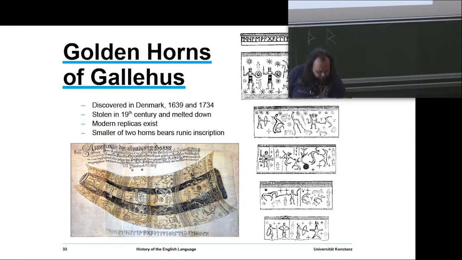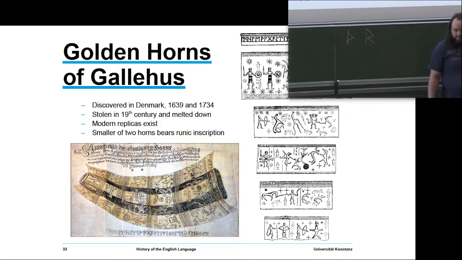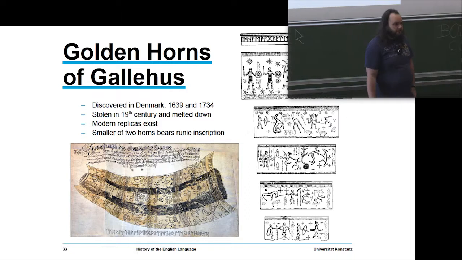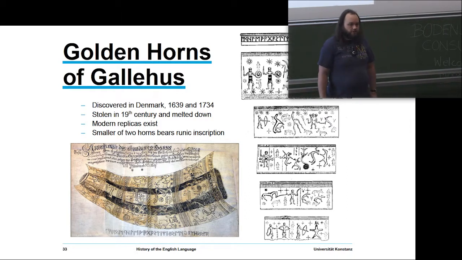I want to try and show you some actual runes now. Here you go. Here's the golden horn of Gallehus. This is the horn I mentioned earlier on. These horns had a rather checkered history. They got discovered in Denmark in 1639 and 1734. They're much, much older. They're a very, very early record of Germanic carving.